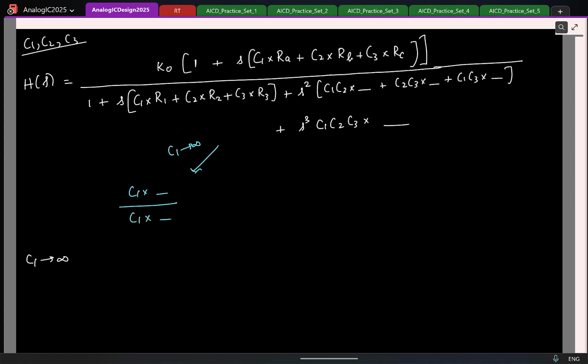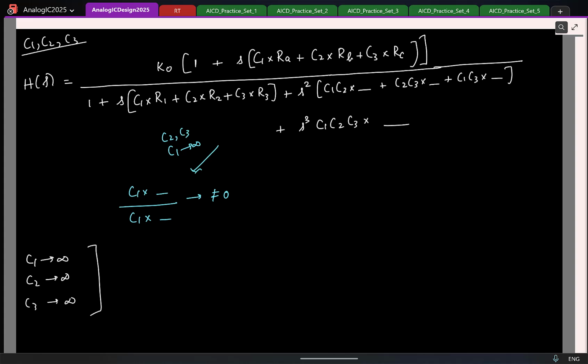So if you tend this C1 to infinity, this will be a non-zero number. This will be non-zero. Yeah, I'll say it's finite non-zero. And the same holds good if I tend any other capacitors also, right? C2, C3, doesn't matter. Let's say it is C2, C3, anything.